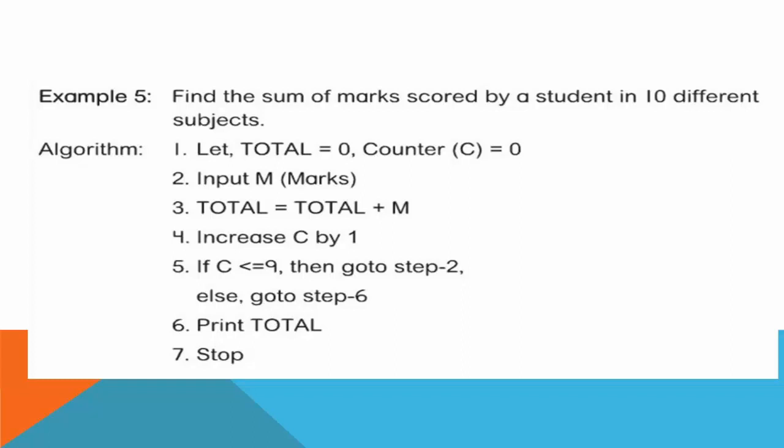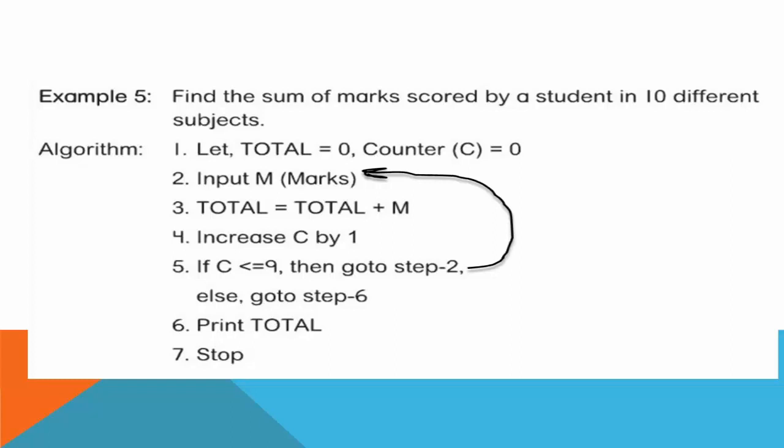That means the original value of C was 0. Now the C's value will be 0 plus 1, that is 1. Now if C, that means the counter, is less than or equal to 9, then we are going to step 2. So if C is 1, that means we are going to step 2. If C is 2, 3, 4, 5, 6, 7, 8 and 9, then we are again moving back to step 2.